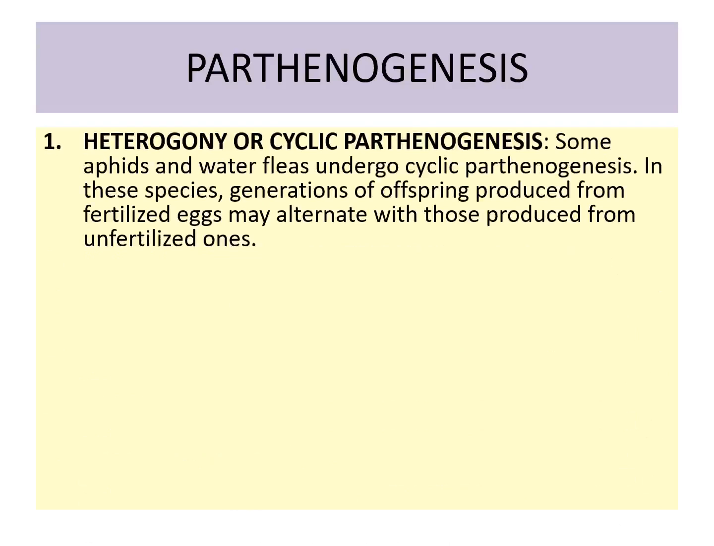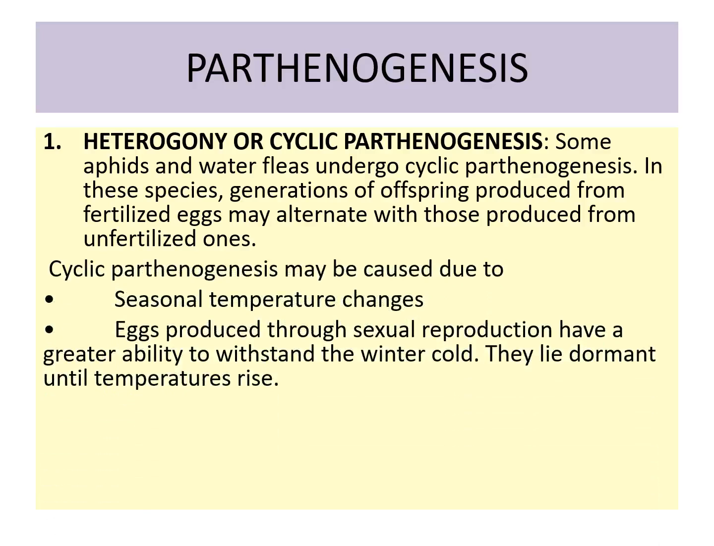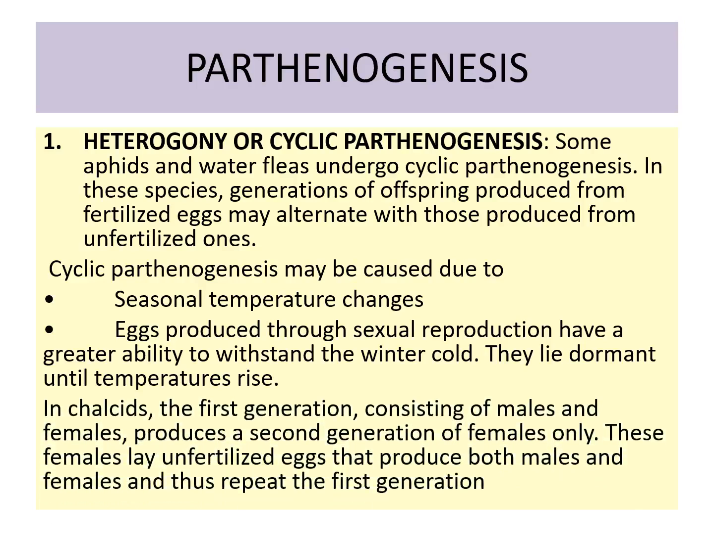Heterogony or cyclic parthenogenesis. Some aphids and water fleas undergo cyclic parthenogenesis. In these species, generations of offspring produced from fertilized eggs may alternate with those produced from unfertilized ones. Cyclic parthenogenesis may be caused due to, number 1, seasonal temperature changes; number 2, eggs produced through sexual reproduction have a greater ability to withstand the winter cold.